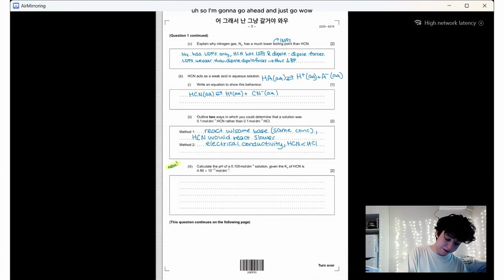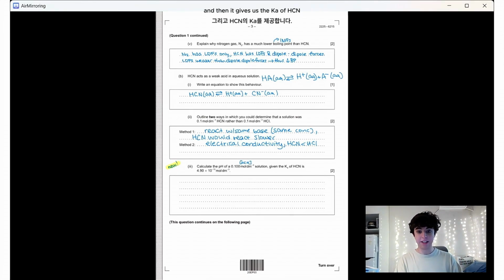So I'm going to go ahead and just write the concentration of HCN, and then it gives us the Ka of HCN. Every time you are given a Ka or a Kb value, you need to write out what the equation for that is, okay? Because it's going to help you know what the next steps you need to take are. And so the Ka equation of HCN is, we already kind of wrote it up there, so we're going to just look at that again. It's HCN, H plus, CN minus, okay?